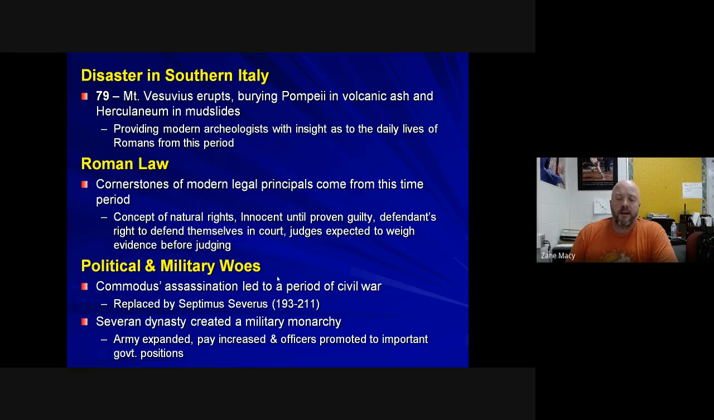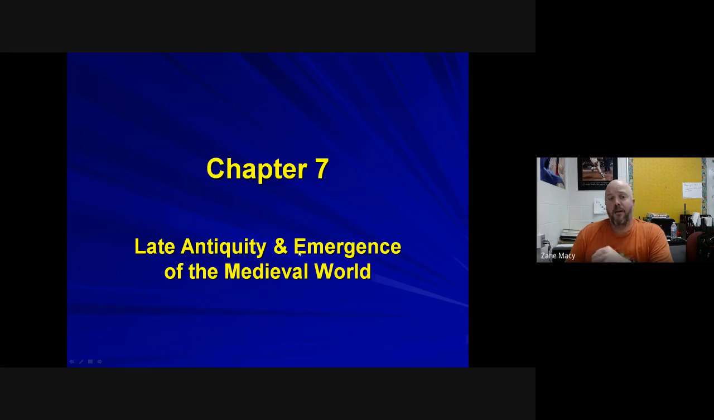The army was expanded during his time period. Pay for soldiers increased. Officers tended to turn their military influence into a political career after they left the military, which again wasn't uncommon for the Romans, but it just shows that the imperial guard, that the Praetorians, that the army is becoming more and more important.